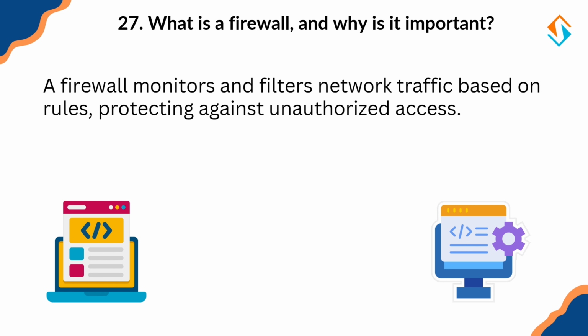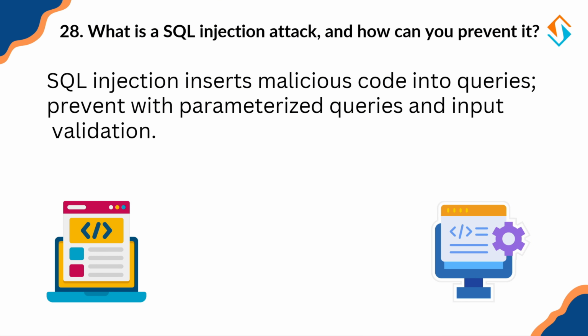It prevents unauthorized access, it protects against cyber attacks, and applies security rules to filter data. Now let's jump to the next question. What is a SQL injection attack and how can you prevent it? SQL injection is a cyber attack where malicious SQL code is inserted into an application database query. Okay. So how to prevent it? Use parameterized queries. Second, validate user input. And third, limit database permissions.